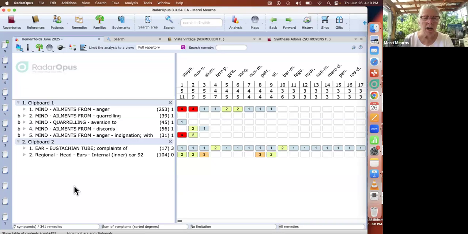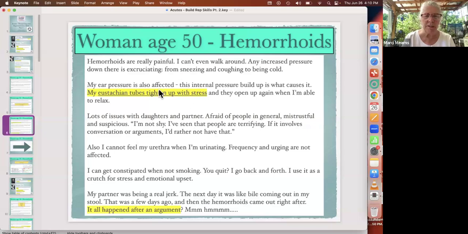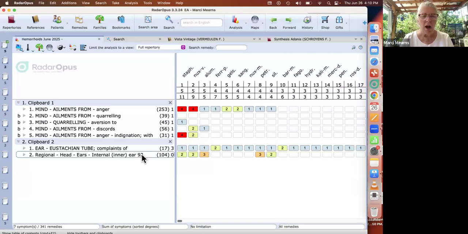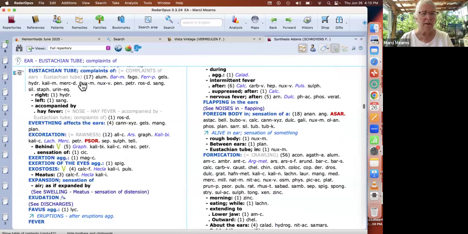Okay. Now remember what the patient said here about that symptom? She said my eustachian tubes tighten up with stress. There's no constriction. There's no tightening. The ear and eustachian tubes, that was a tough one. What I did find here, and we can just click on these in order to go look at them, was complaints of the eustachian tubes. And that's actually in Synthesis, okay? Complaints of the eustachian tubes is there.